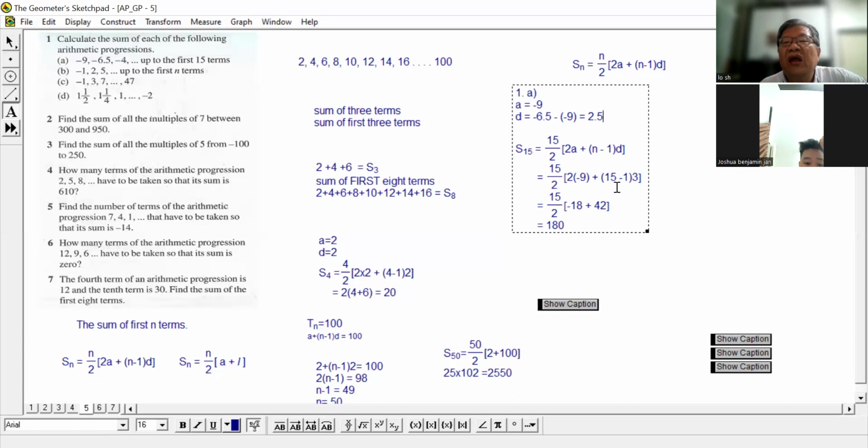So here, 2a plus n minus 1 d. The d is not 3. The d is 2.5. This is 18. 14 times 2.5. Can you tell me what is 14 times 2.5 using your calculator?